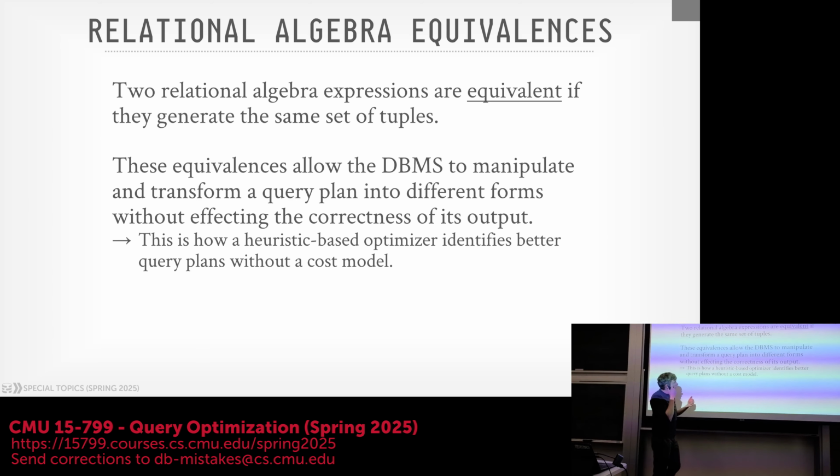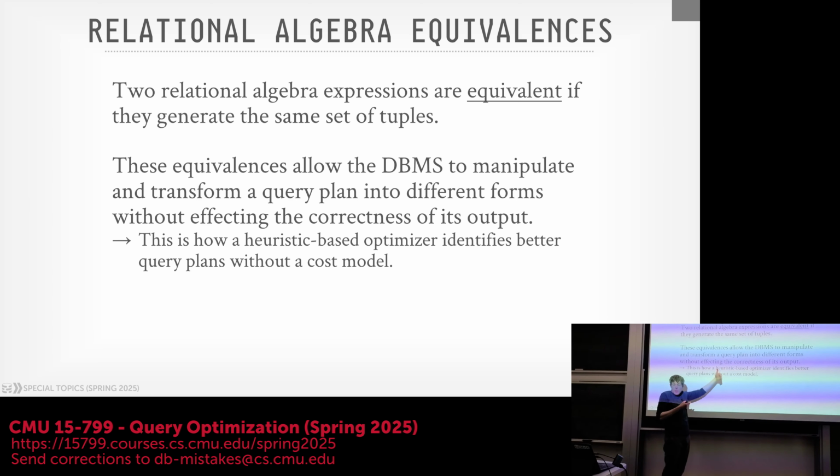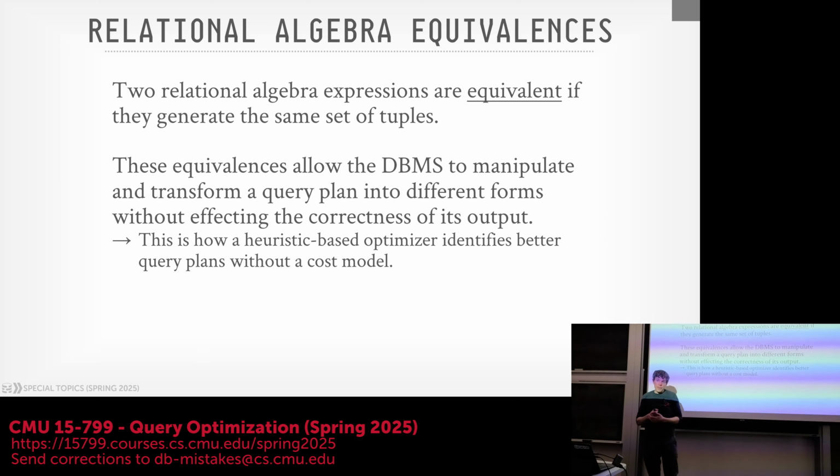And this is how, again, a heuristic optimizer can figure out what's a good decision or transformation to make without having a cost model. For the most part, predicate pushdown is always going to be a good idea. Therefore, do it. And because I know my relational algebra equivalencies will guarantee that the outcome is still correct, I can go ahead and do that.